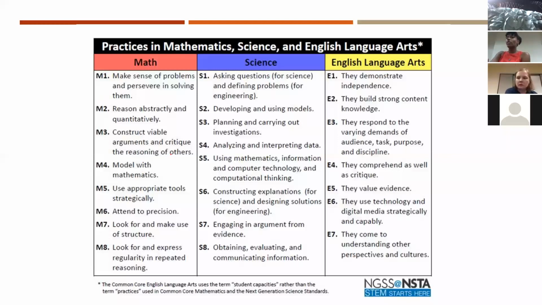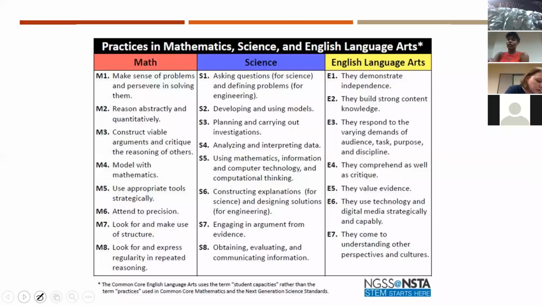Constructing viable arguments and critiquing the reasoning of others, that one's my go-to. I love to hear people argue about math because you have to have a certain kind of knowledge to build an argument, whether that knowledge is correct or not. We know people can make arguments all the time and they're not correct, but still they're reasoning, they're putting things together to make that argument. So when you're thinking about making that shift from a worksheet, consider this first tool of these practices. What is it that I want the students to do?